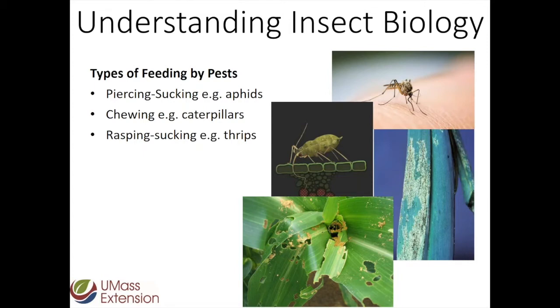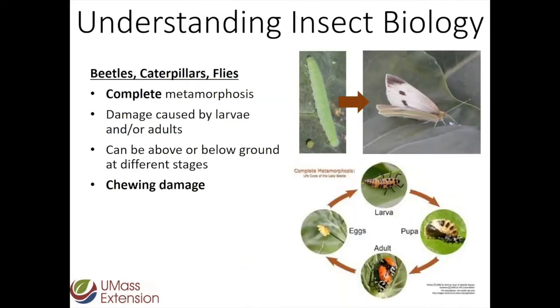And then there's also rasping. Here's an example of that. Onion thrips rasp the leaf tissue, and then the plant sap comes out, and they suck that up. And then there are other ways to think about the insects.